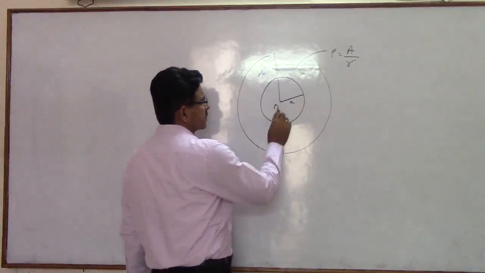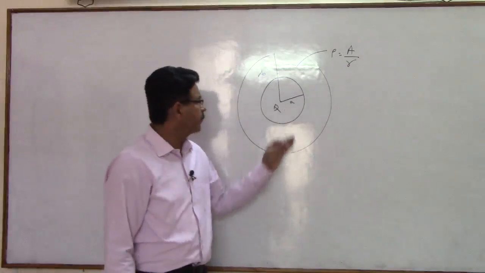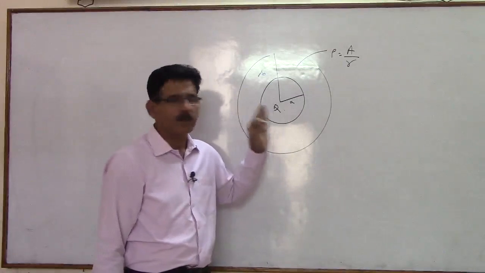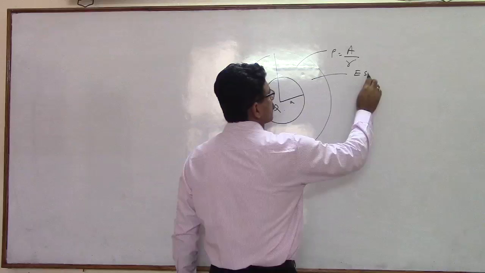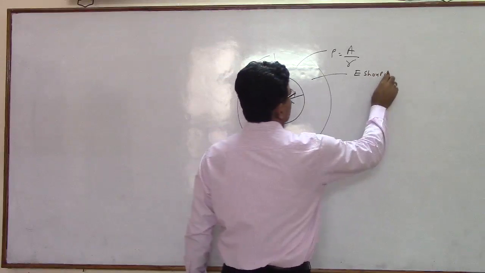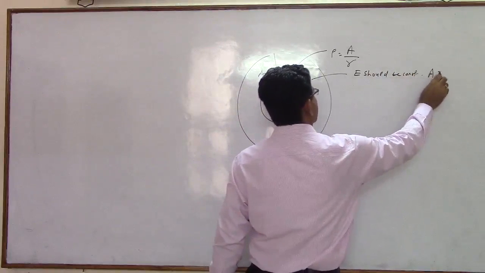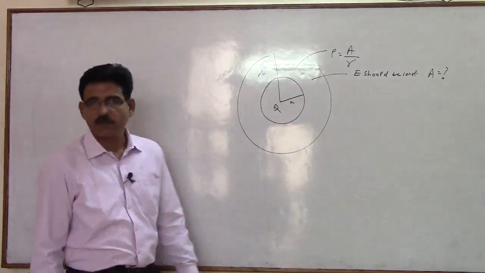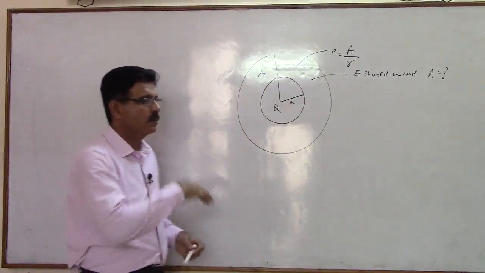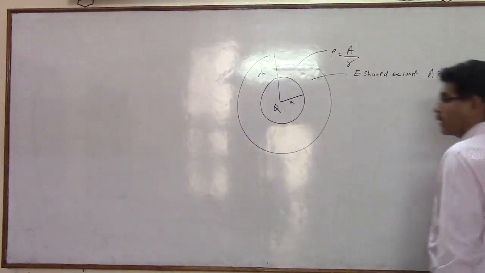There is a charge Q placed at the center, and the requirement under question is that the field in this region should be constant. That is, E should be constant, and for that you have to calculate the value of A. Right? So what do we do in such type of problems? We first take an elemental shell. So we start with that. Let us take an elemental shell.